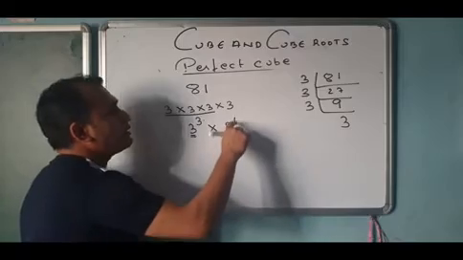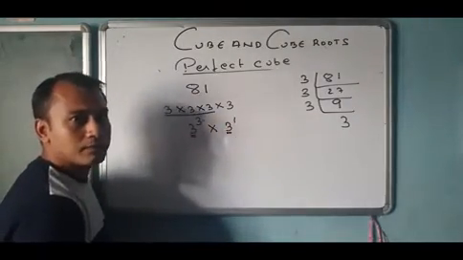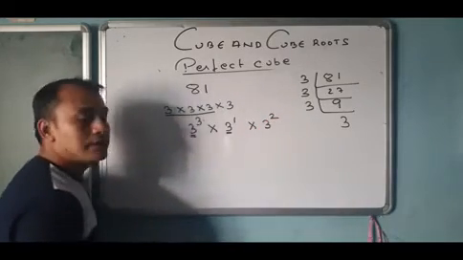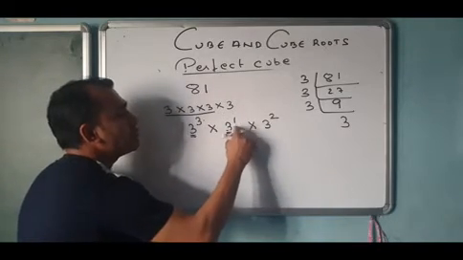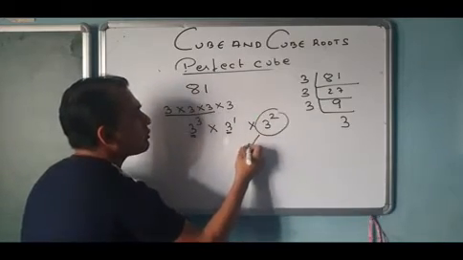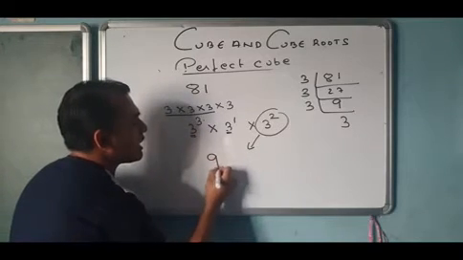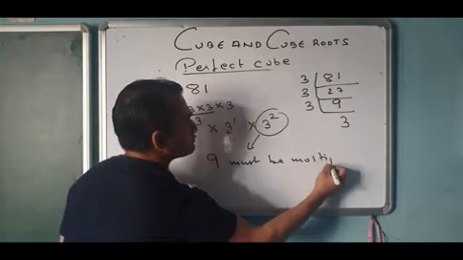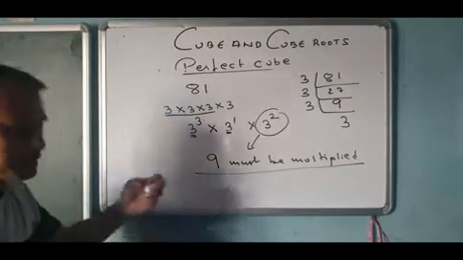Hence here I have got 1. To make it 3, what is required? Here it is required that I need to multiply with 3 square. So that 3 square into 3 also makes up 3 cube. Hence here, what is the number that needs to be multiplied? The number 9 must be multiplied. Are you getting it? Let us take some more examples.